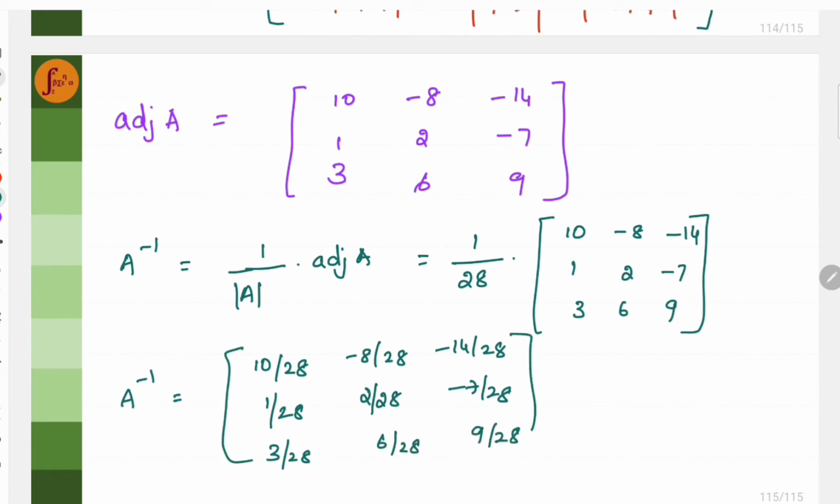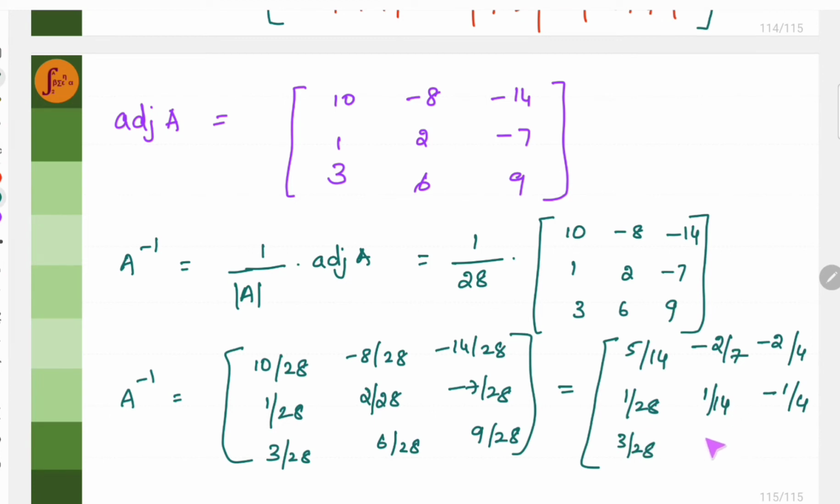Now we'll simplify this. So we'll get 10 by 28 is 5 by 14, minus 2 by 7, 2 by 4, 1 by 28, 1 by 14, 1 by 4. If we simplify these fractions further, we'll get the final matrix. So this is the inverse.